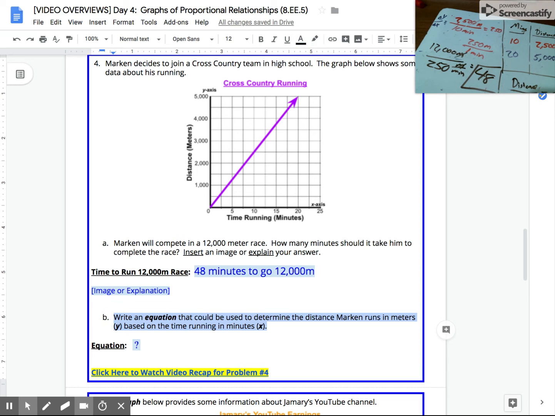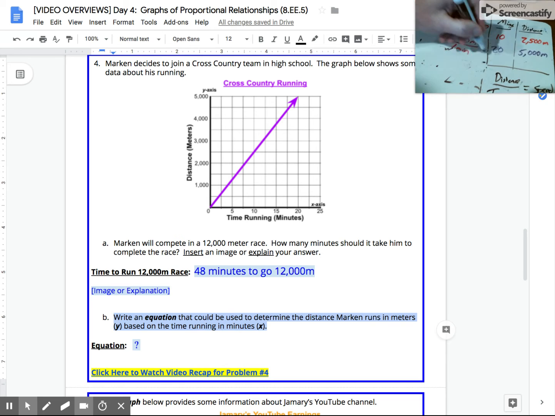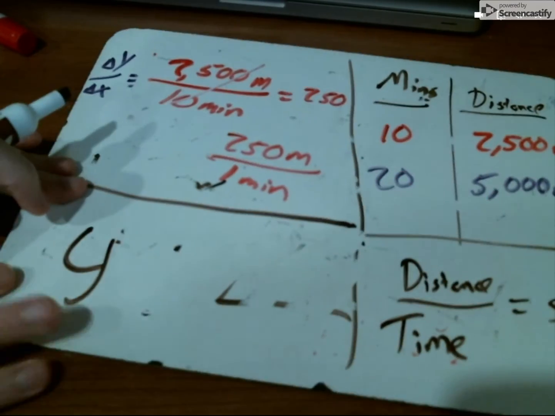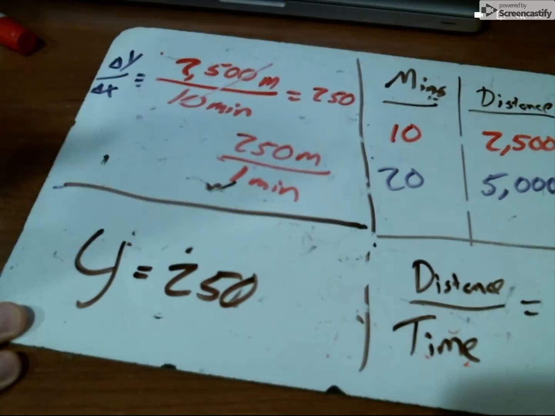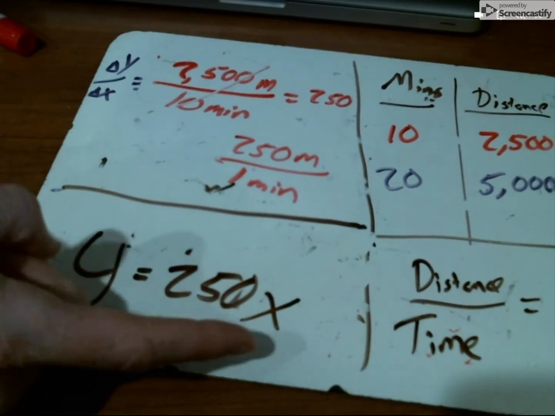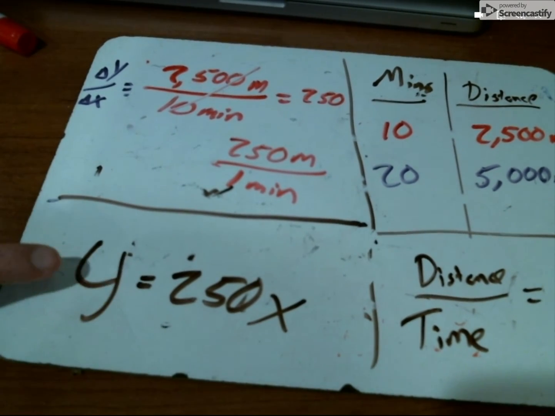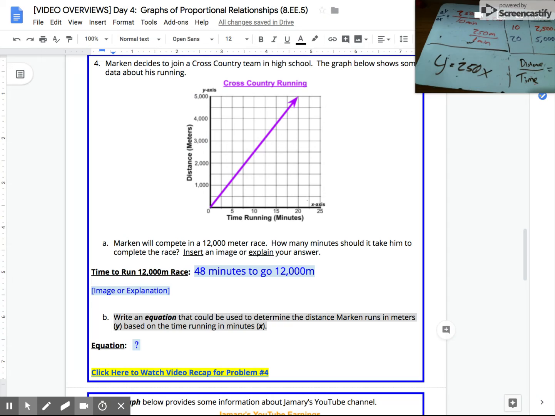Part B asks us to write an equation that could be used to determine the distance Markin runs in meters based on the time running in minutes. This key piece of information, 250 meters every 1 minute, is going to help us find the answer. We'll put this whiteboard in full screen now. We know his distance, y, is going to be equal to his speed, 250 meters per minute, times x. However many minutes he runs for, if you multiply by a speed of 250 meters for every 1 minute, that will tell you y, the distance that he's run in total during that time. So again, our equation would end up being y equals 250 times x.